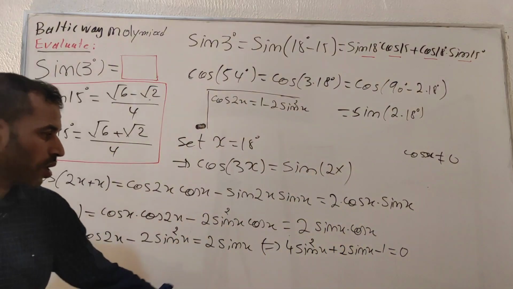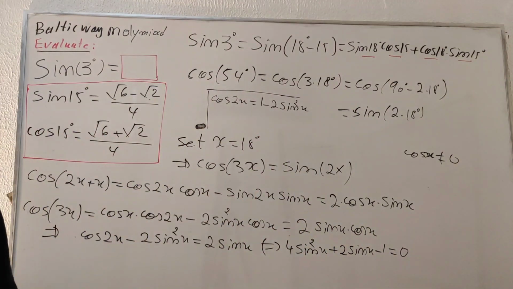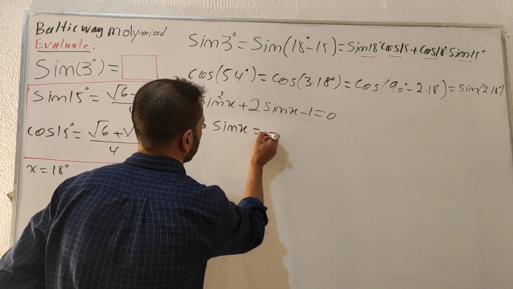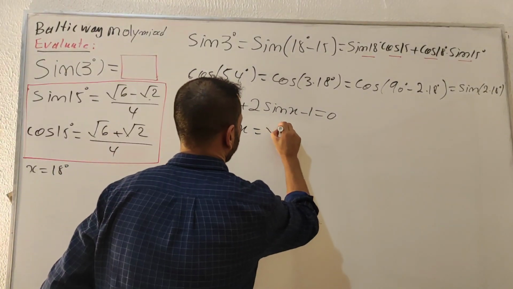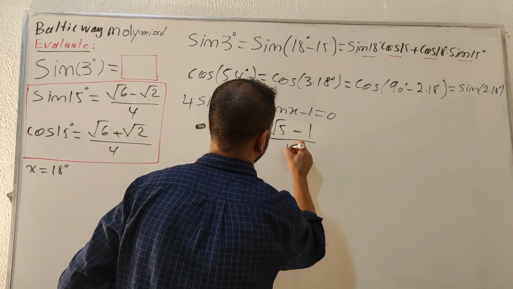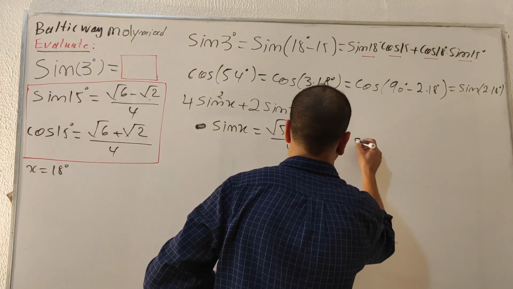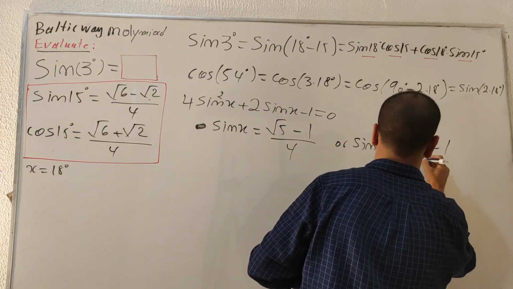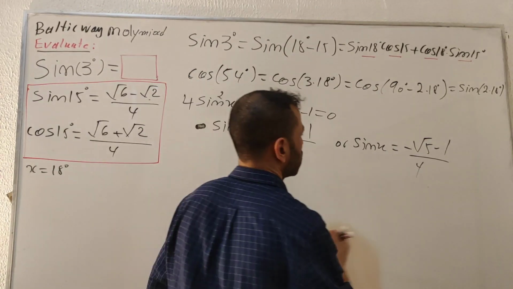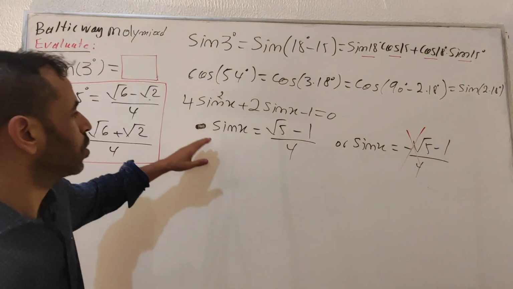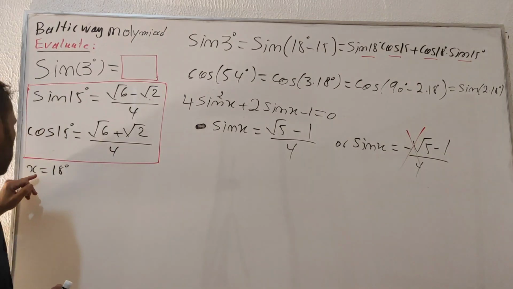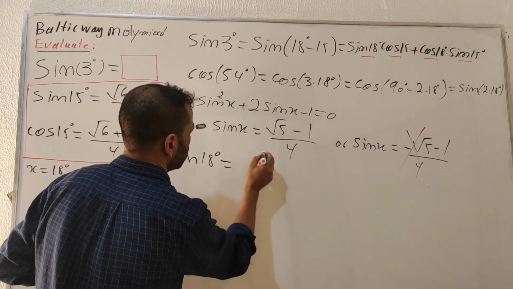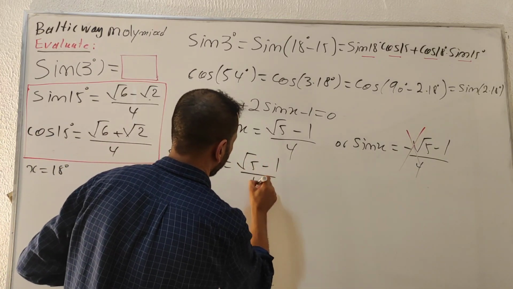Okay, let's take this expression at the top and continue solving this equation using the delta here. So I'm going straight to the solutions. I will have two solutions: sine x equals square root of 5 minus 1 over 4, or sine x equals minus square root of 5 minus 1 over 4. So we are not taking this solution because it's negative. We are going to keep only the positive because we already set x equals 18. So sine of 18 equals square root of 5 minus 1 over 4.